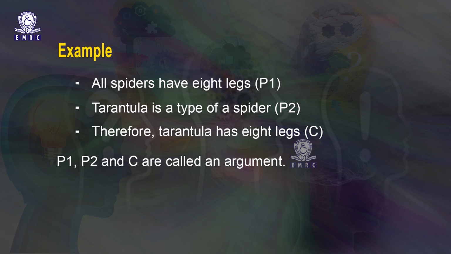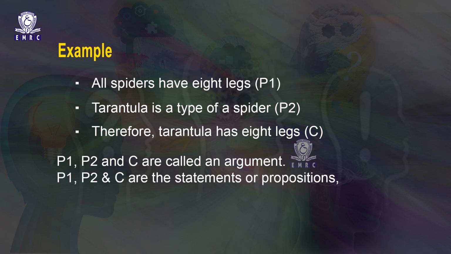Okay, so the first, second, and third, I coded them as P1, P2 and C. All of them can be called an argument together as a set, and these P1, P2 and C are known as propositions, whereas P1 and P2 are the premises.